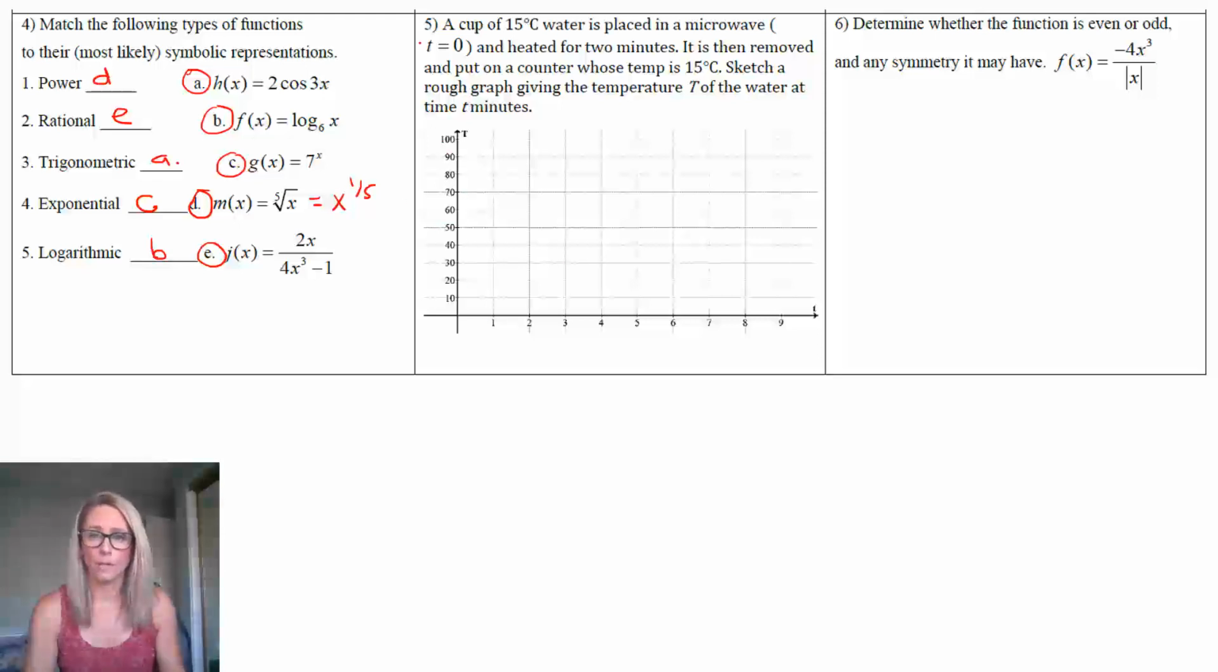So all we want to think about is when time is 0, the water is 15 degrees Celsius. And then what we know is that it's heated for 2 minutes. So at 2 minutes, it's going to be at peak heat. And if you don't know Celsius, that's okay. You might be like, I don't know how hot it's going to be, so totally understandable. But you might say, maybe it's 40 degrees Celsius. So now we have our beginning, and then we have our peak there. And then we place it on a counter and time just passes, and so it's not going to be as hot anymore. It's going to head down.